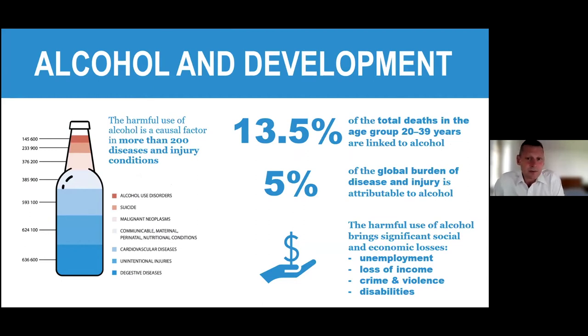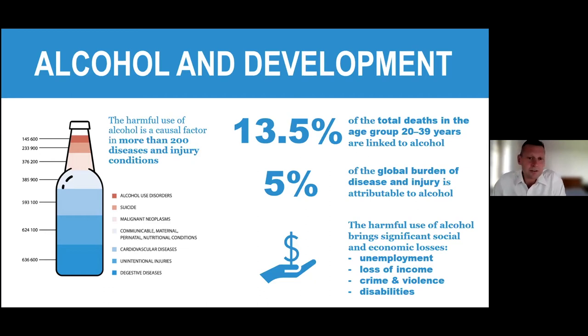Then this 13.5% of total deaths among 20 to 39 year olds really shows the way alcohol affects the traditionally most economically productive sectors of society. The overall disease burden is 5% of the global disease burden, which is equivalent roughly to HIV/AIDS. So if you think about the attention and investments we put into fighting a disease like HIV, that's every bit worthwhile.